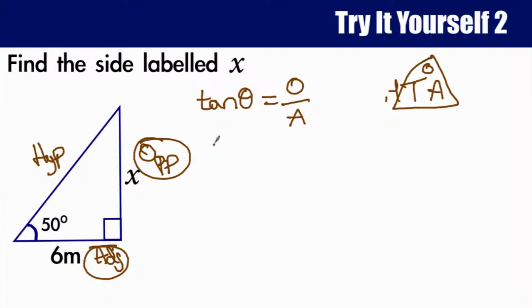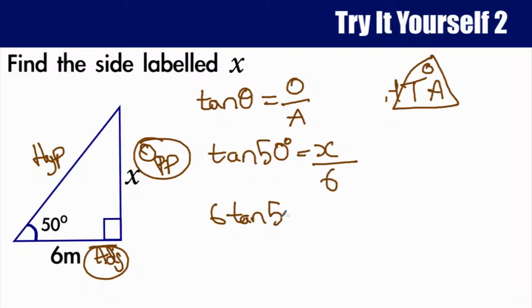Let's fill in the information. So we've got tan, the angle, which is 50, equals the opposite, which is x, and the adjacent, which is 6 meters. Let's rearrange it into a form we can enter into our calculators. So times both sides by 6, or move the 6 over to that side, depending how you work. So we've got 6 tan 50 degrees equals x. Enter this into your calculator.